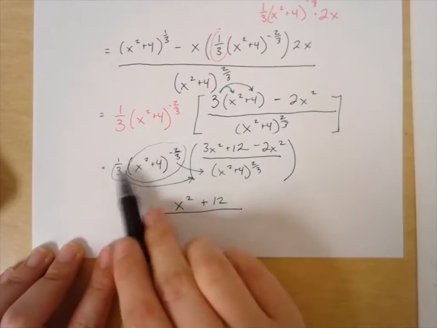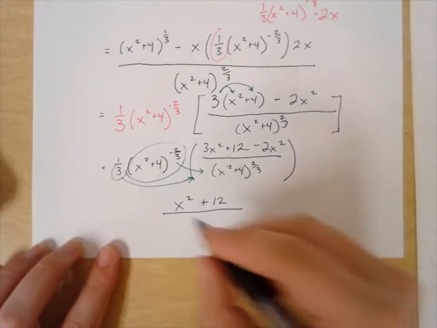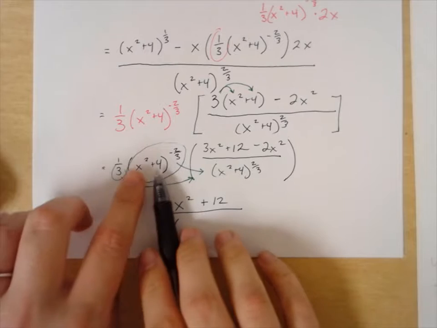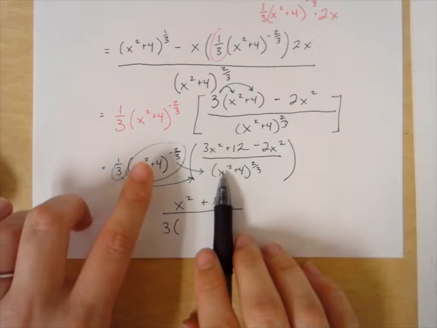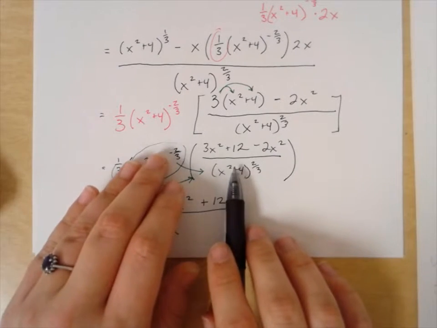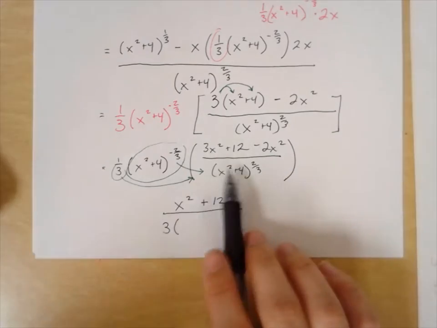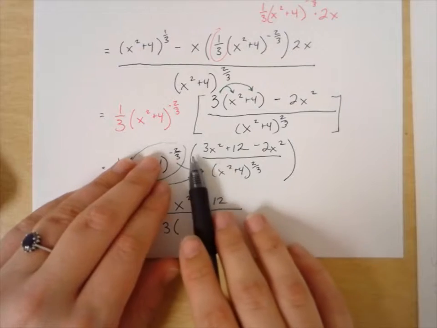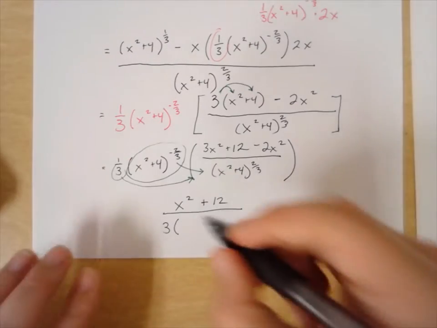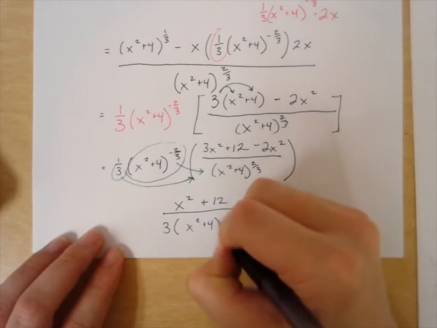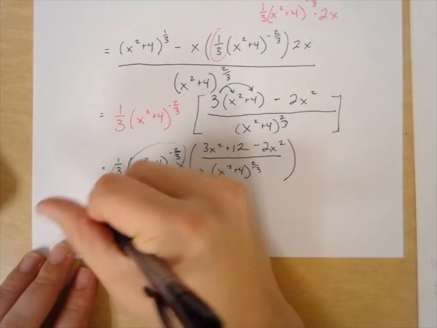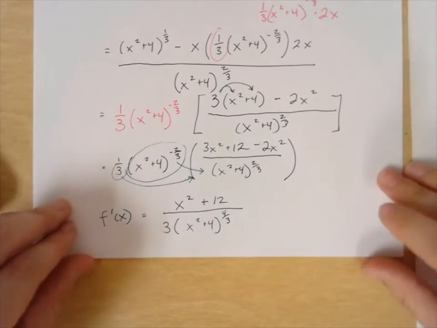And now my bottom needs to have the following changes. It needs to have a 3 out front, and then when I have x squared plus 4 times x squared plus 4, what I do is I add their powers. Remember, this negative 1 would become positive, so I would have 2/3 plus 2/3, which is going to get me to the 4/3. And that would be your final answer for f prime of x. Okay.